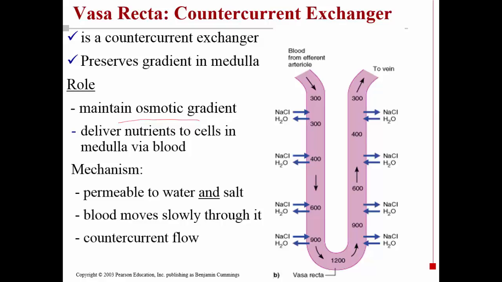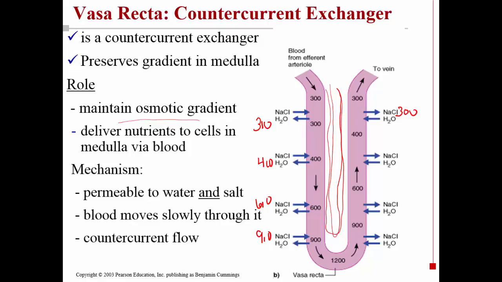So how does it work? Well, the Vasa recta, remember, is surrounding the nephron loop. So imagine the nephron loop is in here somewhere. And also keep in mind that outside is a gradient. The gradient might look something like this. Let's say we start over here with maybe 310, then 410, 610, 910, something like that.